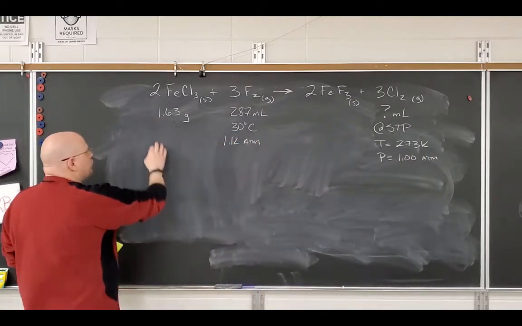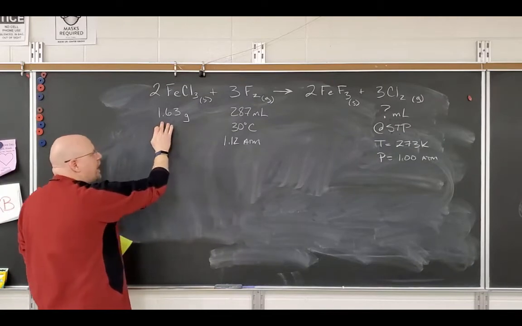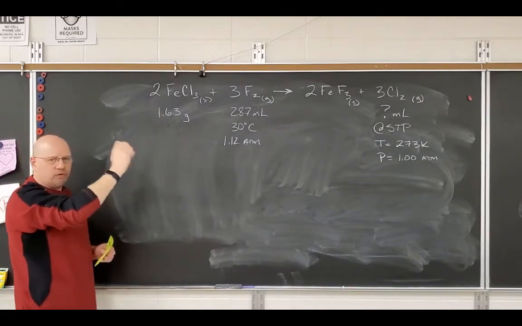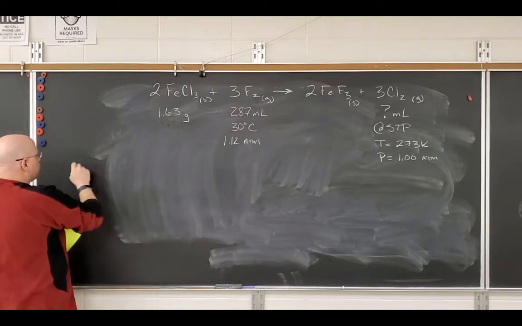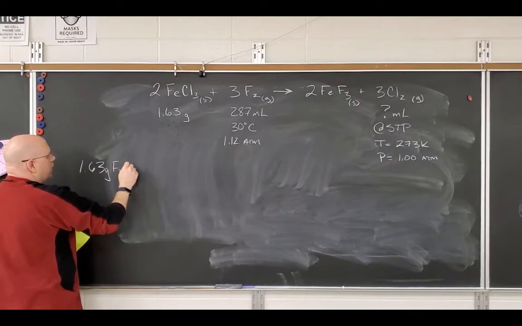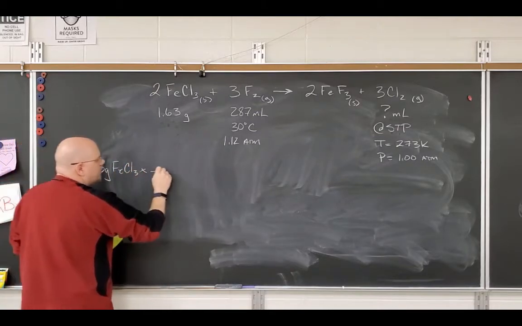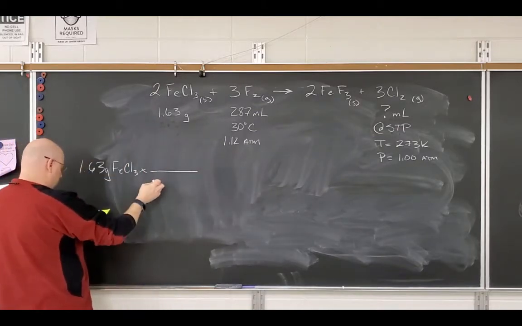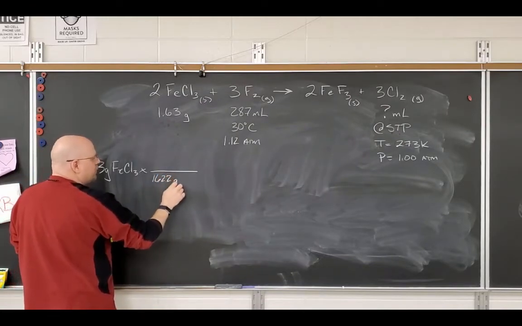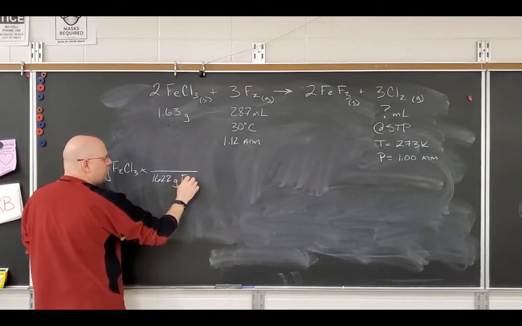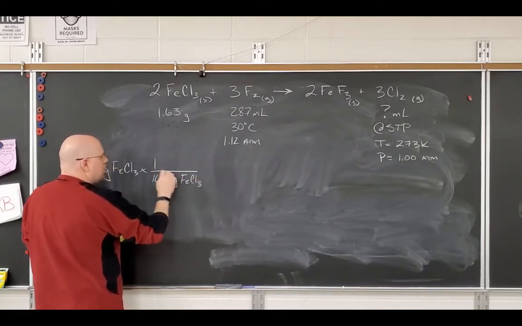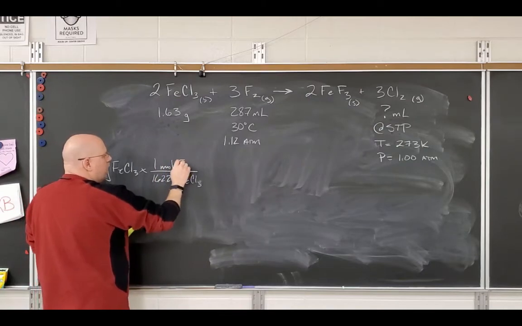So I'm going to start off with just the standard gram to mole conversion for the iron chloride to the chlorine. We're going to start off with the 1.63 grams iron chloride. We need to convert that grams into moles. If we add it up off the periodic table, you should get 162.2 grams iron chloride per 1 mole iron chloride.